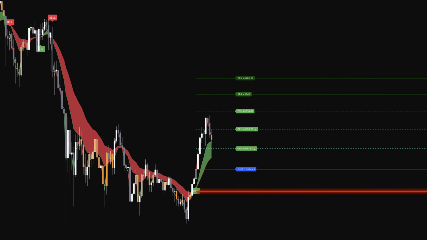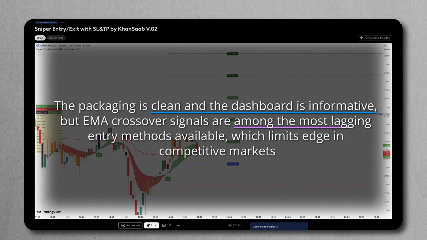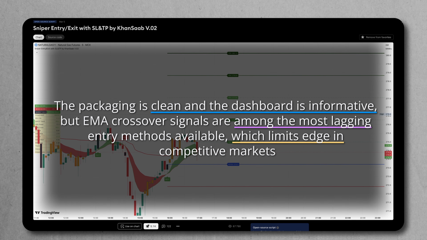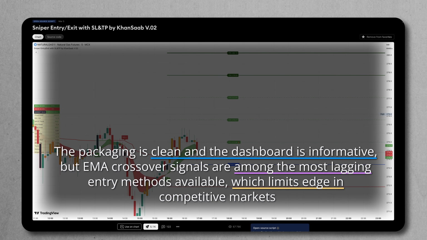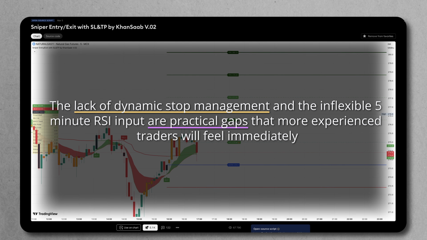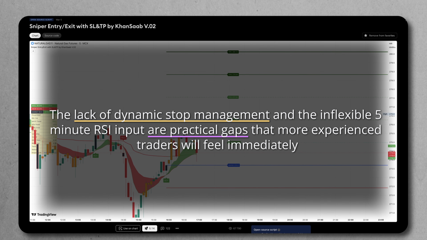There is no dynamic stop trail or break-even logic, so position management beyond identifying the target levels is entirely manual. The packaging is clean and the dashboard is informative, but EMA crossover signals are among the most lagging entry methods available, which limits edge in competitive markets. The lack of dynamic stop management and the inflexible 5-minute RSI input are practical gaps that more experienced traders will feel immediately.